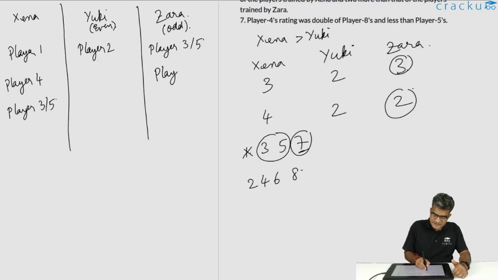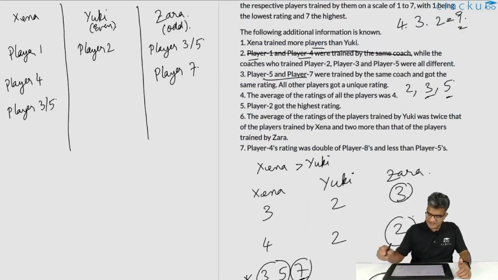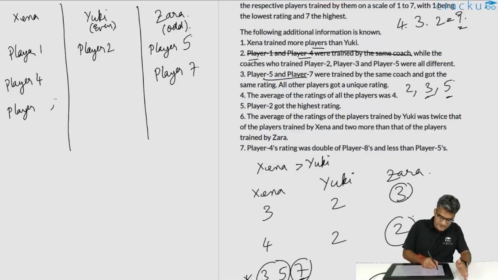Why is that the case? Because if player 7 is not trained by Zara, there are no other odd numbers left. So the number of players trained by Zara will become equal to 1. But we know that each of the coaches has trained at least 2. This would imply that player 7 has to be trained by Zara. And using this information that player 5 and player 7 were trained by the same coach, it would imply that this has to be player 5 and this has to be player 7. And now the two remaining players, player 6 and 8, one of them will be trained by Yuki and one of them will be trained by Zena.